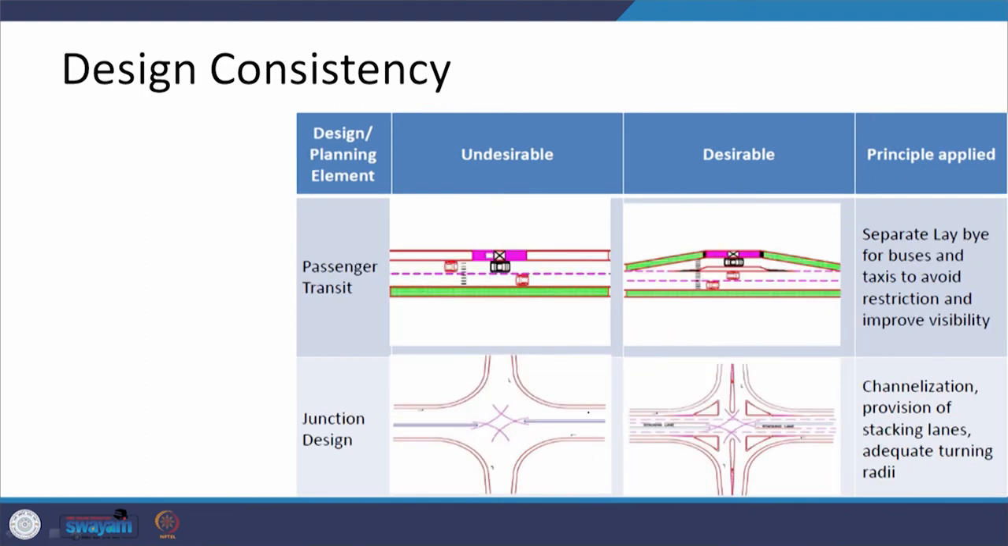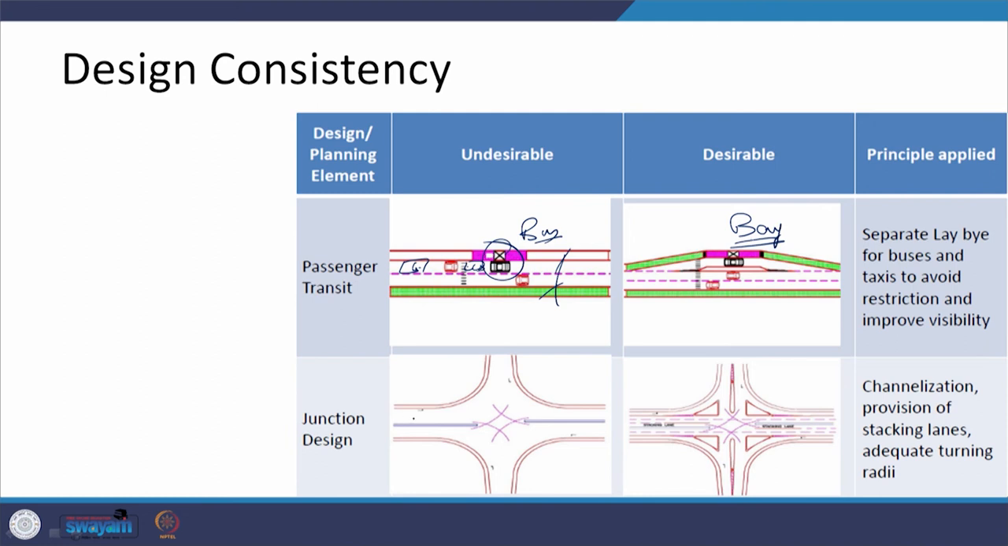So, here another thing is that you have a bus, and that bus is stopping on the carriageway and it is a two lane road only. So, that means a lot of queue is going to happen on the back side when this bus stops. So, it is better to have a bus bay, and this is one type of facility which we are going to discuss in the last module.